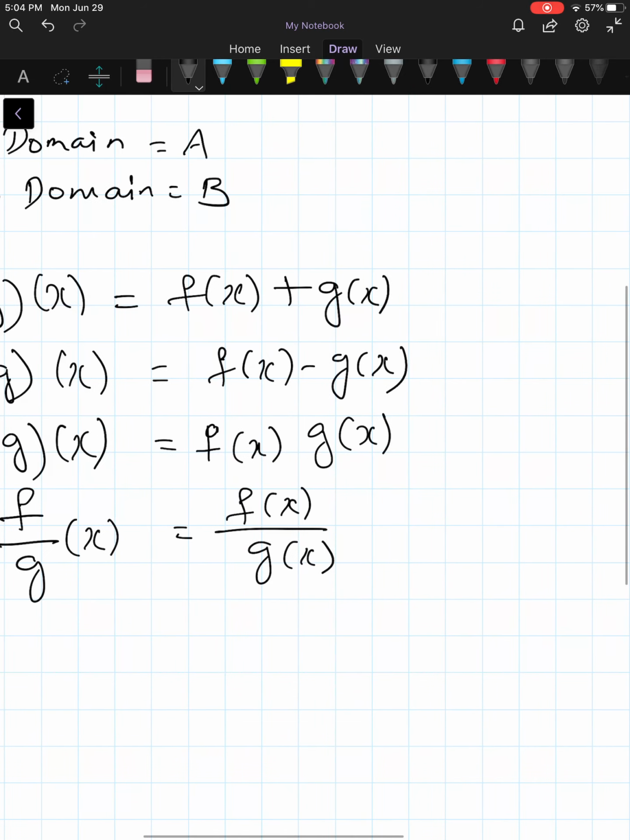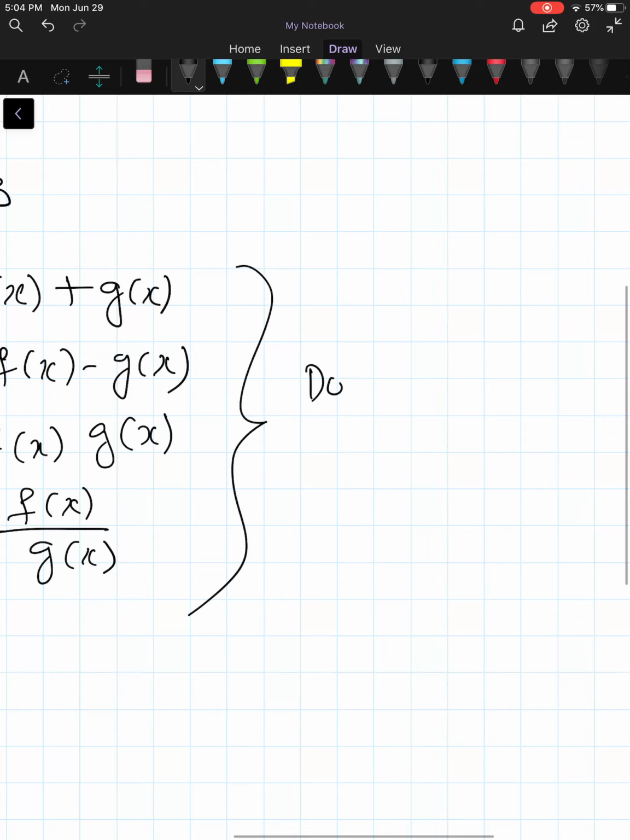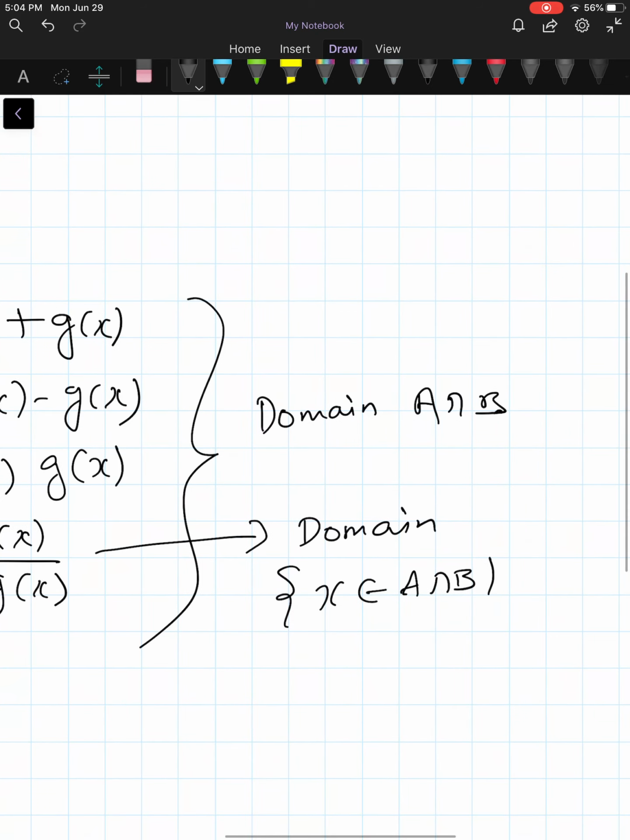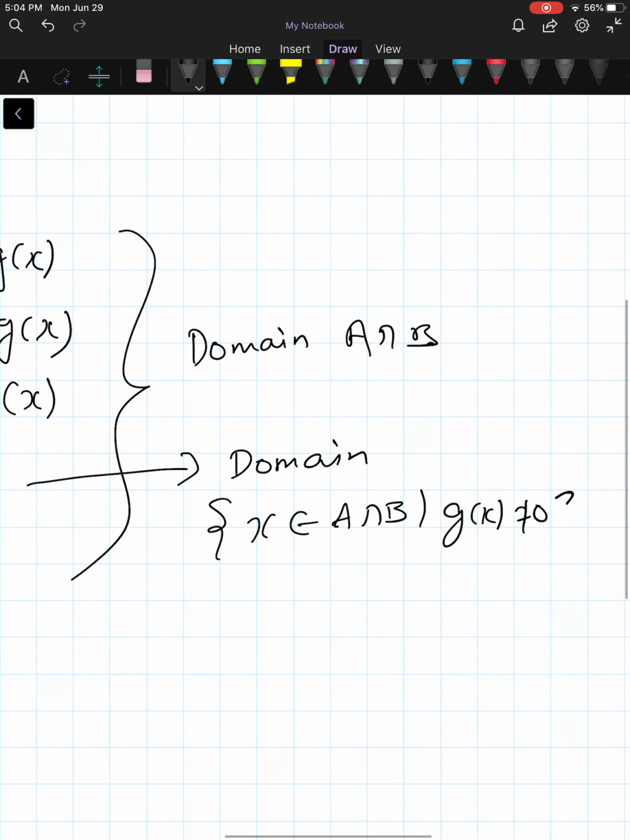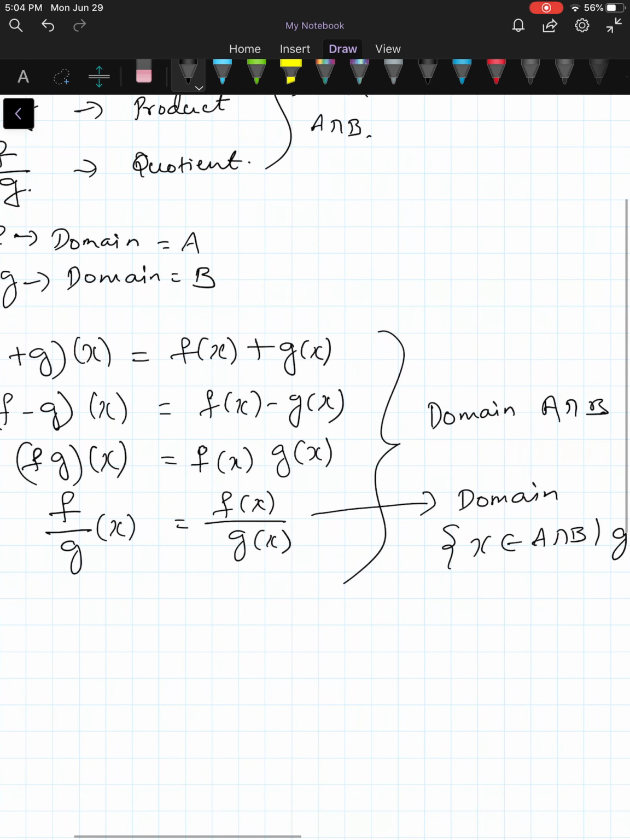All the operations are performed on the domain A intersection B, and this has something special. The domain is definitely x belonging to A intersection B, but there is a restriction on the denominator, that is g of x cannot be equal to 0. So this is how you perform all the operations.